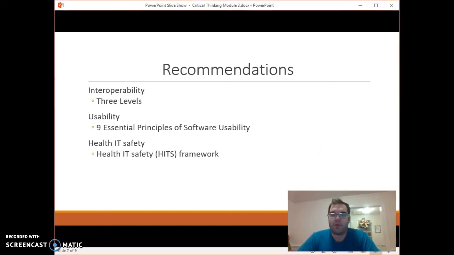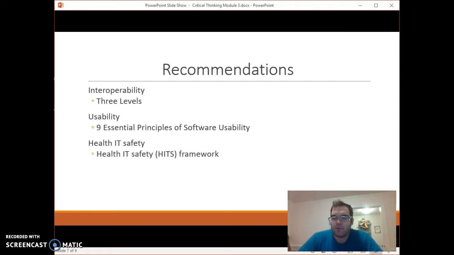There are three levels of interoperability: foundational, structural, and semantic. Foundational is when one EHR system can receive data from another system but does not need to be able to interpret it. Structural is when the data can be exchanged between information technology systems and interpreted at the data field level. Semantic is where two or more systems can exchange the information, and the information exchange can be used.